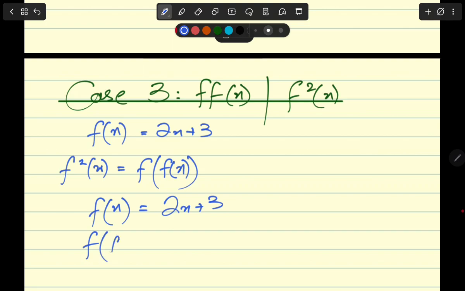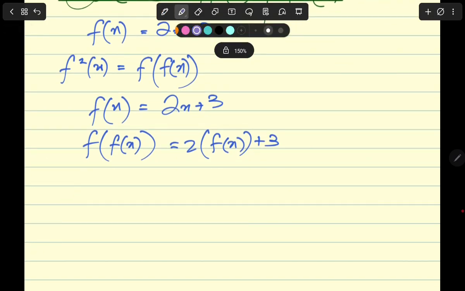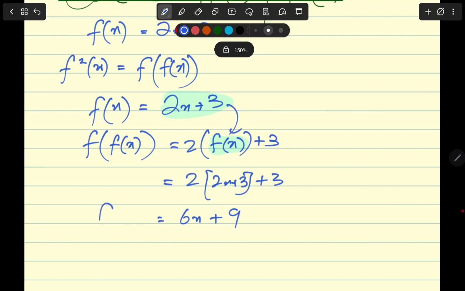Now f of f(x) is 2 of f(x) plus 3, and in place of f(x), so this f(x) is the same as this f(x), so I will just put this in here. So this becomes 2 of (2x plus 3), and then this gets copied here as it is, so plus 3. So this becomes 6x plus 6 plus 3, which is 6x plus 9. So this is your f of f(x). So f was applied twice.